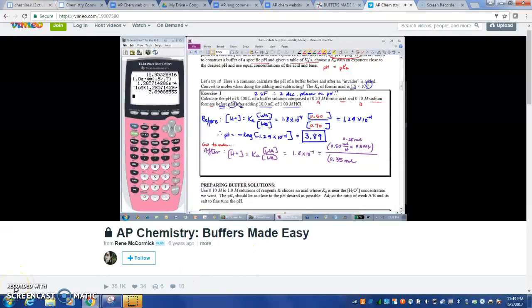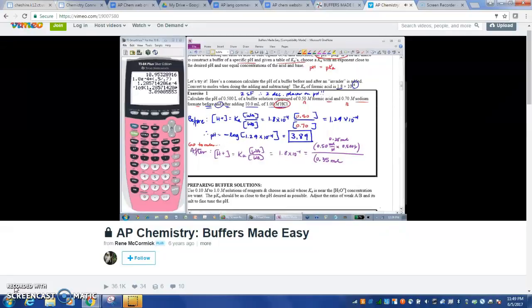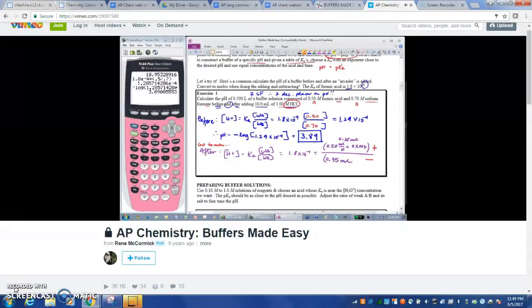Alright, now, here comes the fun part. What are we adding to this? We're adding HCl. Is that an acid or a base? Quit laughing. Is it an acid or a base? Right, it's an acid. So I'm going to add to the acid and subtract the exact same quantity from the base in moles. So 10 milliliters is also known as 0.010 liters. 1, 2, 3, that is correct. So 0.01 times 1 is 0.01.